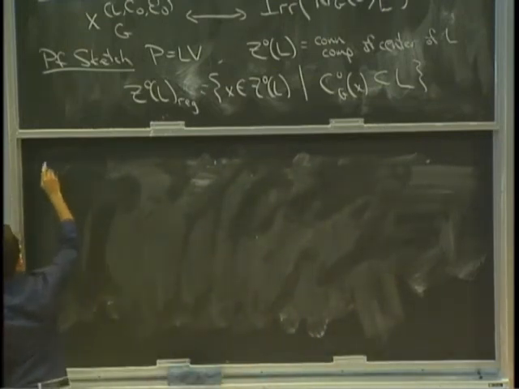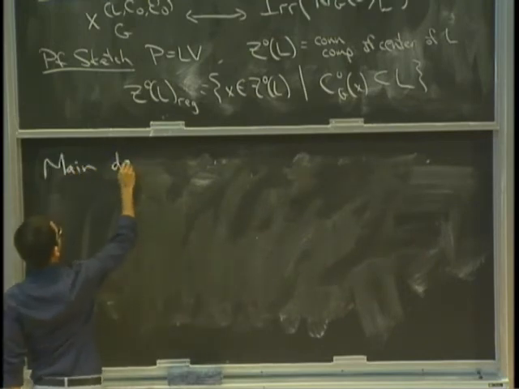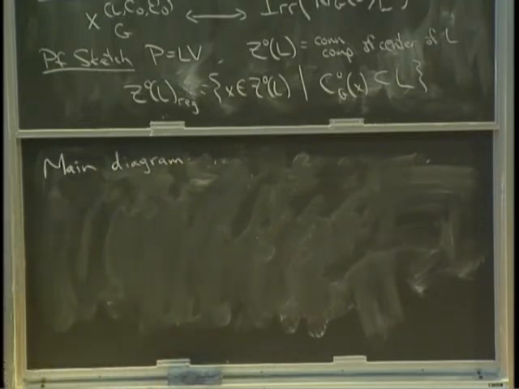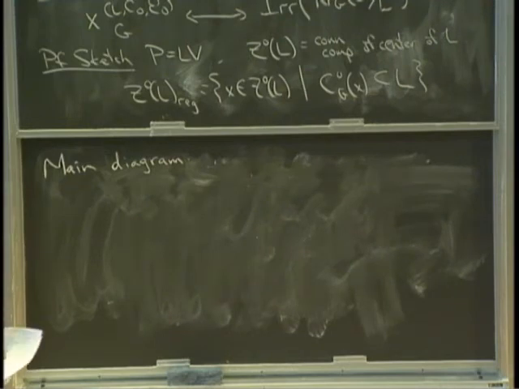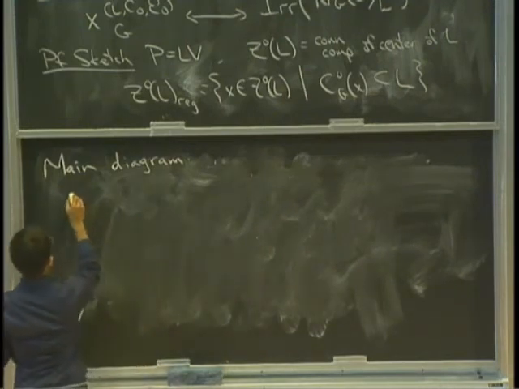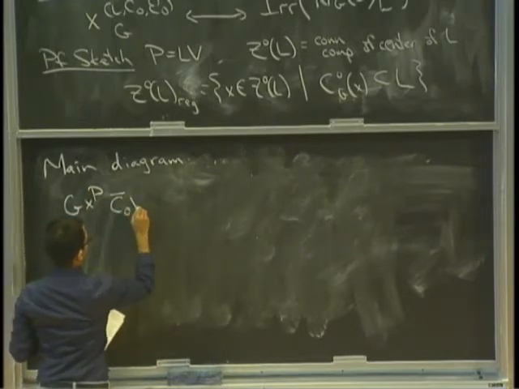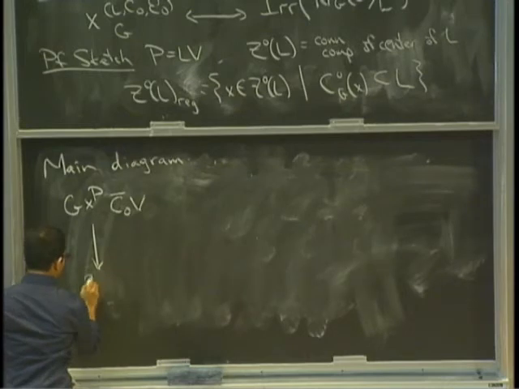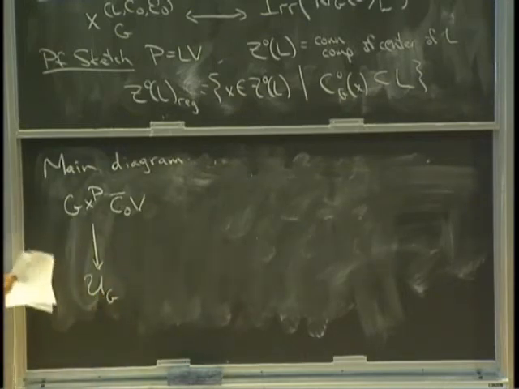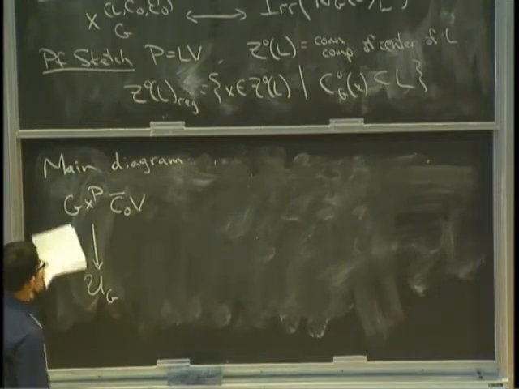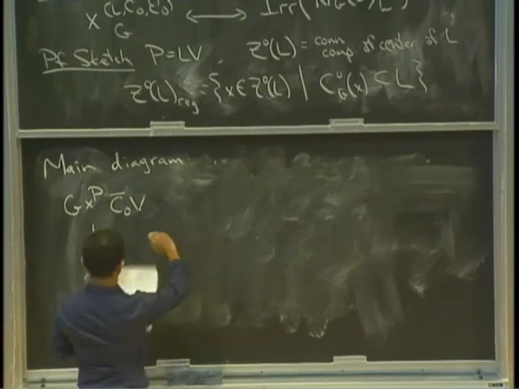Okay, so here's the main diagram for today. It's going to reduce to the main diagram from Wednesday if the Levi is a torus. So the main diagram looks like this. So the leftmost part is this. So this arrow right here, I drew this on the very first board when I was talking about what induction actually does. So that's a piece of it.